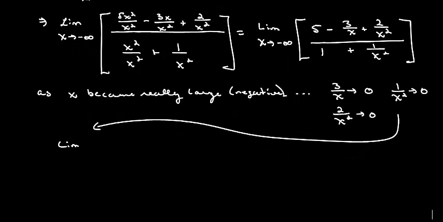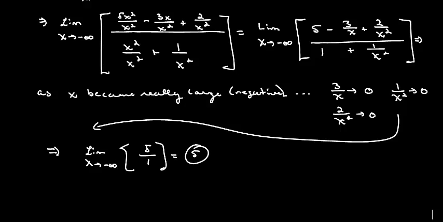So what do we get? Well, those pieces all go to 0. And so this expression is going to be equal to the following. Those other pieces are going to go to 0, and so this is just equal to 5.